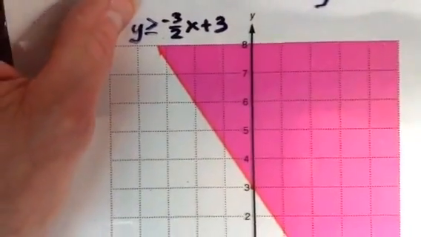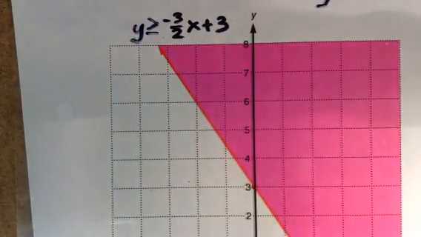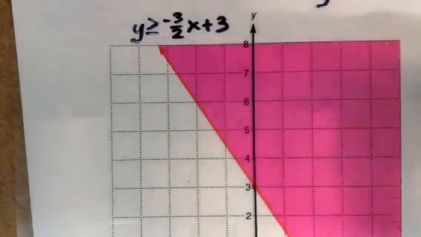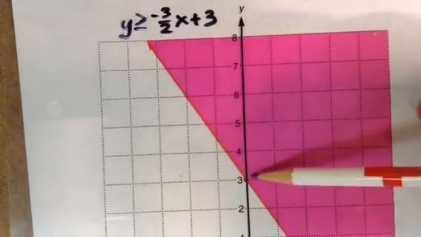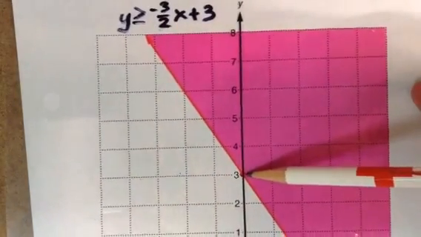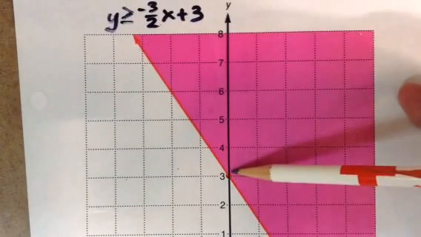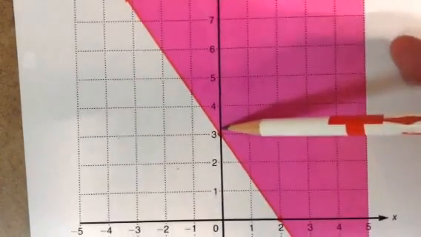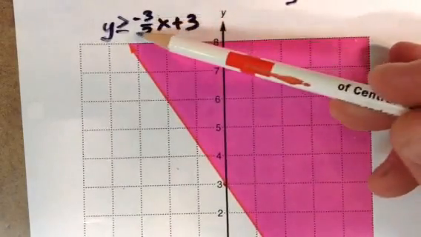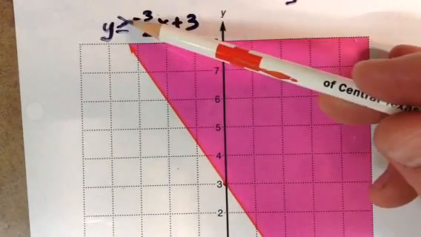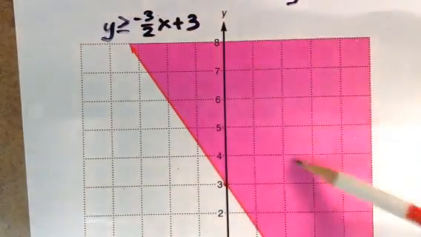Alright, so here we go. This was our first one. We have a y-intercept of 3, and we have a slope of negative 3 over 2. We go down 3, right 2. It is a solid line because it's equal to and it's greater than, so we shade it above.